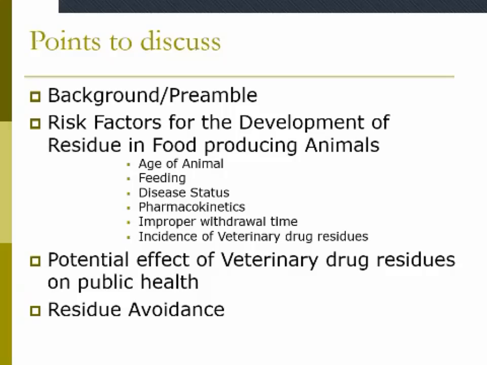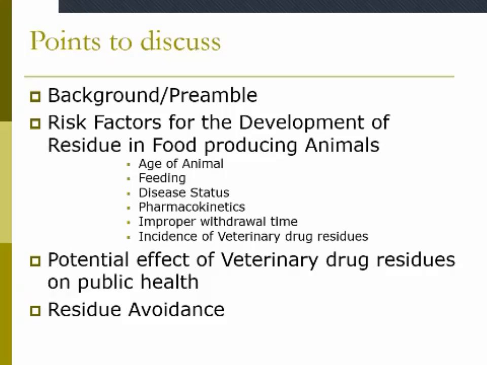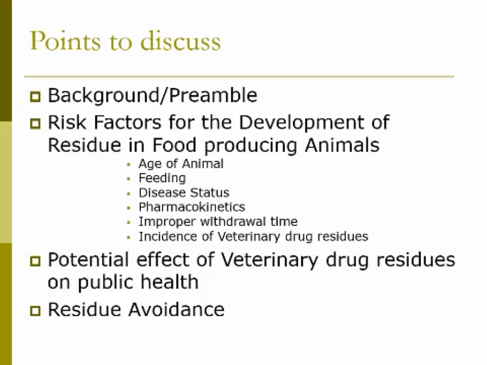So let's discuss the potential effects of veterinary drug residues on public health. The first potential effect of these VMPs on public health is the development of drug resistance. So human health can be affected either through residues of drugs in food of animal origin, which may cause direct side effects, or indirectly through selection of antibiotic resistance determinants that may spread to human pathogens.